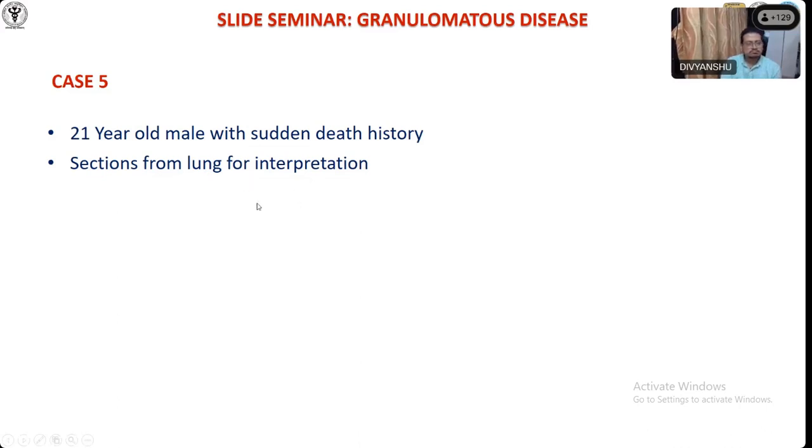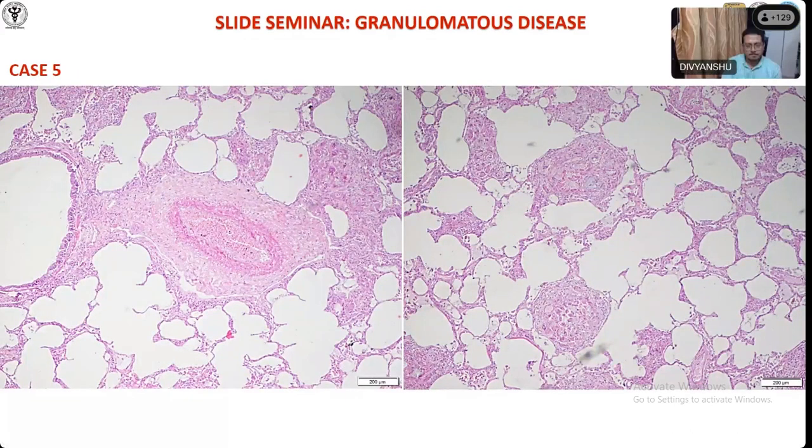Young male, 21-year-old male with sudden death history. The sections were taken from the lung for interpretation. Why will this healthy 21-year-old male have sudden death? Can we explain what is the reason? There are many reasons; cardiovascular is the most common cause of sudden death. Yes. We have taken multiple sections from all the organs. This organ showed classical histopathological features that made us think and take further history. Observe, which organ is this?